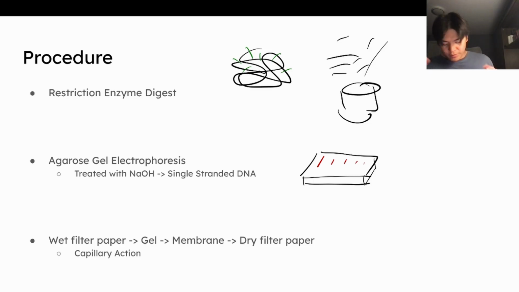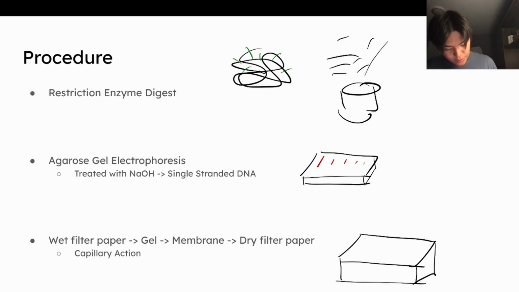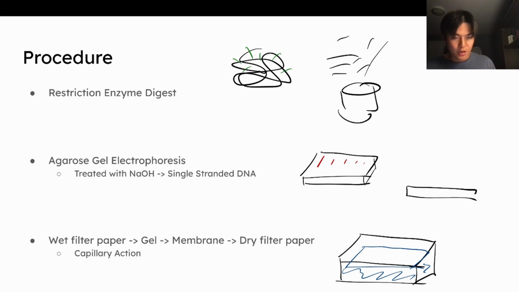And now we do some stuff that's very important. We have our little buffer container here, right? Let me draw my buffer container, and it's filled with buffer in here. What we do is we first add our filter paper. This might be hard to draw in 3D, but imagine we have our filter paper, and this filter paper is wet. This is wet filter paper.